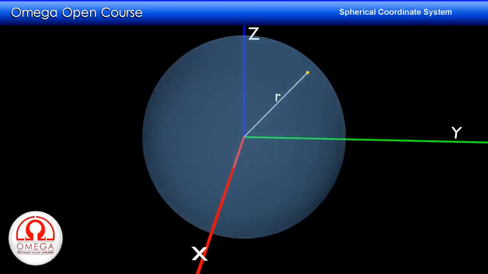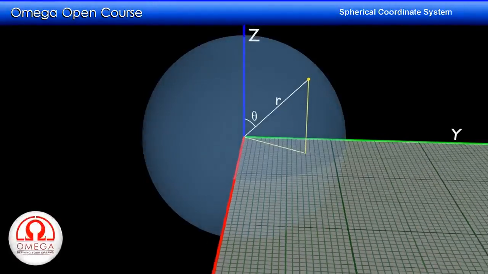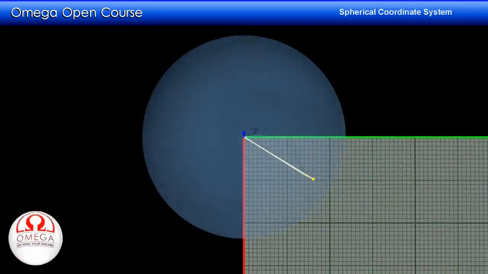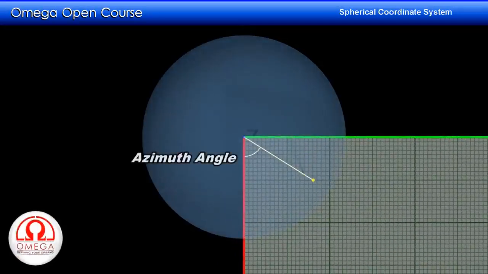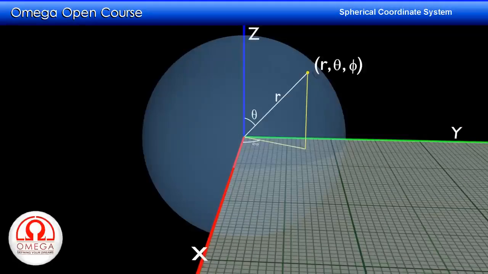The second parameter is the angle this line makes with the z-axis, called the polar angle, and it is usually represented by theta. Now let us draw a perpendicular from the point to the xy plane. Now join the foot of the perpendicular to the origin. The third parameter, called the azimuth angle, is the angle this line makes with the x-axis and is usually represented by phi. Thus the coordinates of a point in a spherical coordinate system is r, theta, phi.